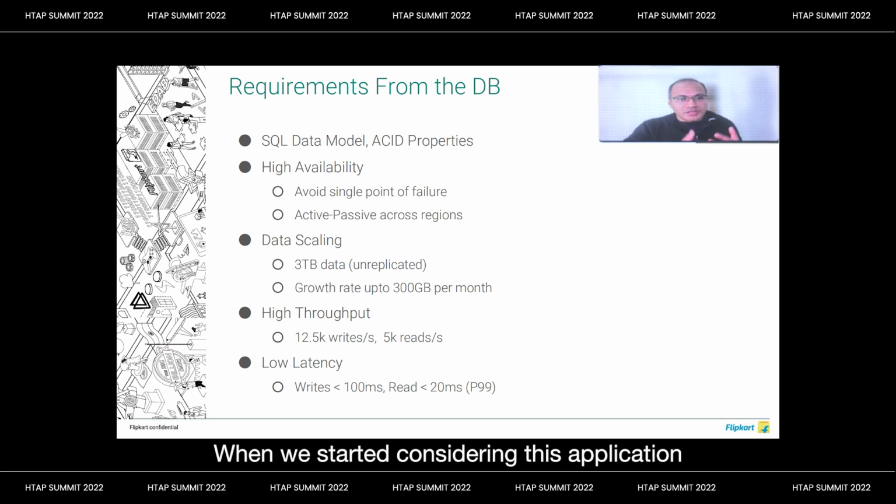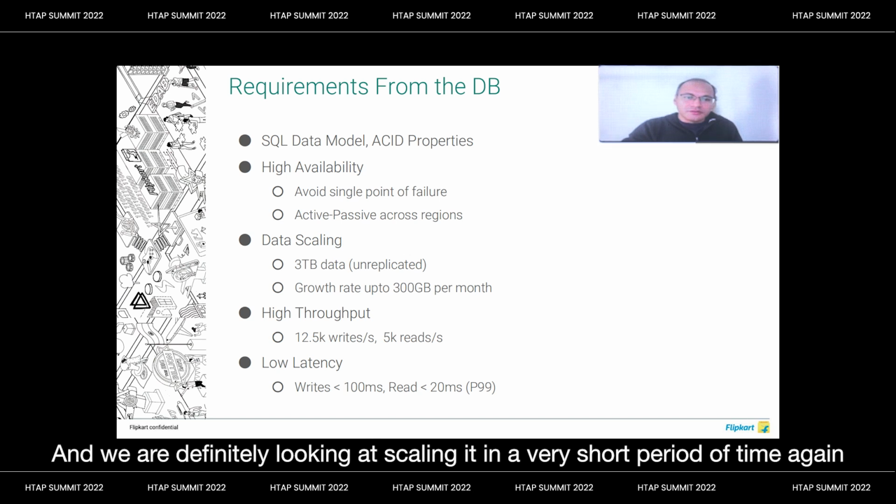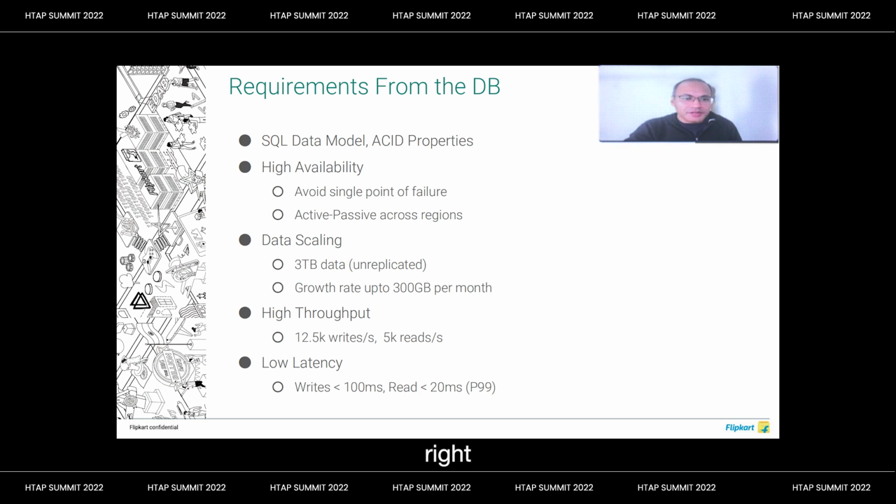And when we started considering this application, it already had a lot of data. We were talking about 3 TB of data unreplicated. And it was also having a very high growth rate, up to 300 GBs per month. And from that rate, you can see that in a year, we are going to almost double the data footprint. So therefore, whatever storage option we choose for this, it has to be horizontally scalable. And we are definitely looking at scaling it in a very short period of time again, right?